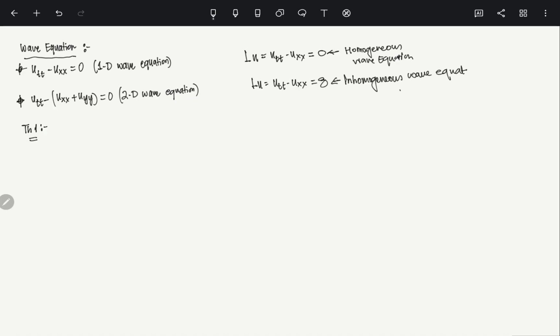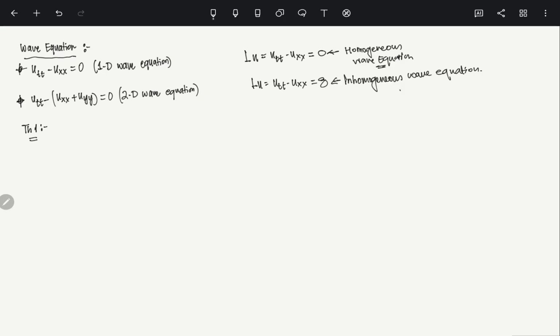Now the first thing first, we just want to know what happens to the homogeneous wave equation and what the properties of it are, because this is very important. Once we know how to handle the homogeneous wave equation, we will know how to handle the inhomogeneous wave equation. I will show you how.